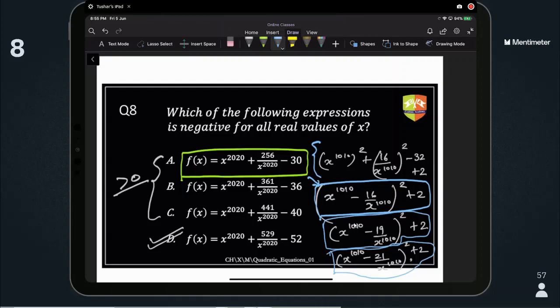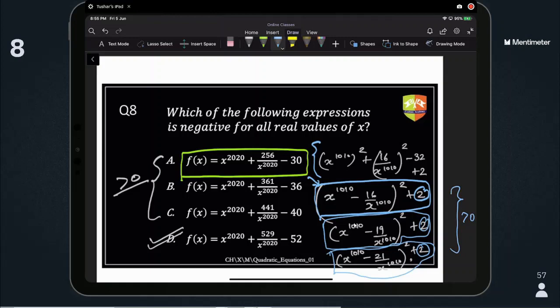All of them are greater than zero. Yes or no? Why are they greater than zero? Because we have a square term and a positive term added to it. Did you get that point? Guys, did you get this point? It's a square term as well as 2 is getting added. So whatever be the value of x, these three will always be greater than 0. Right? Is that clear to everyone?